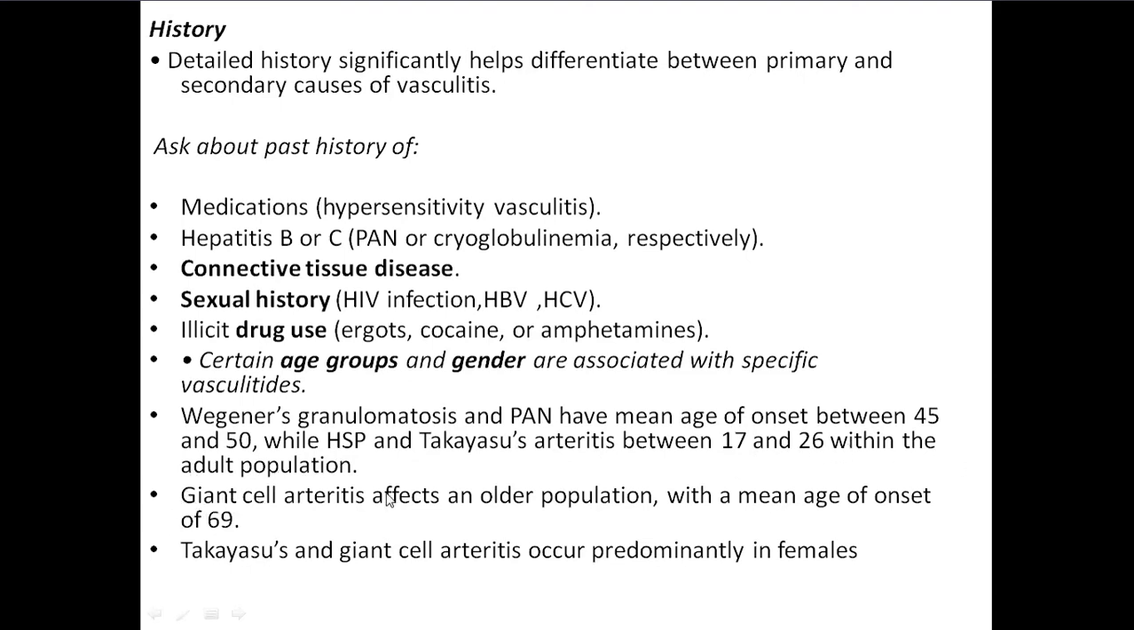Here you can see giant cell arteritis mostly affects people in the 6th decade. So depending upon age group, the middle age groups have Wegener's granulomatosis and polyarteritis nodosa, the teenage or 2nd decade group mostly has Henoch-Schonlein purpura and Takayasu arteritis, whereas in the 6th decade, the older age group, you can see giant cell arteritis, also known as temporal arteritis. Takayasu arteritis and giant cell arteritis occur predominantly in females.